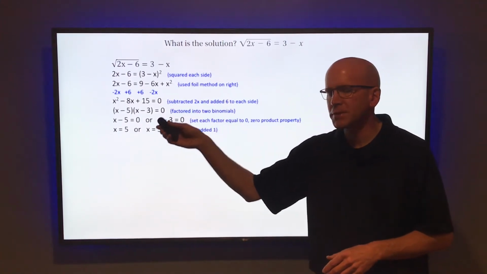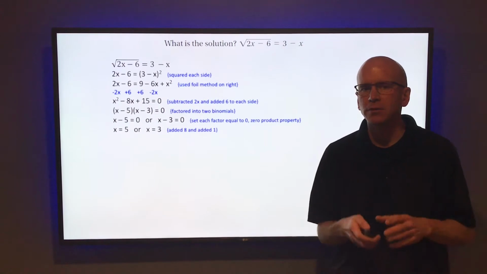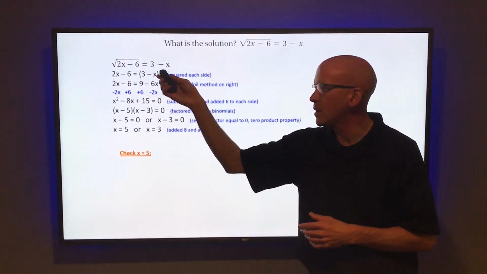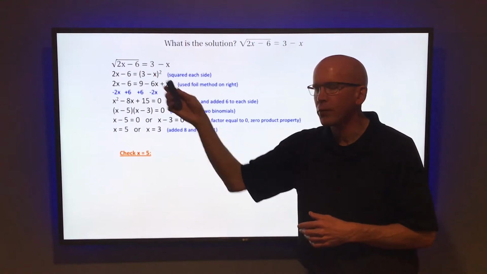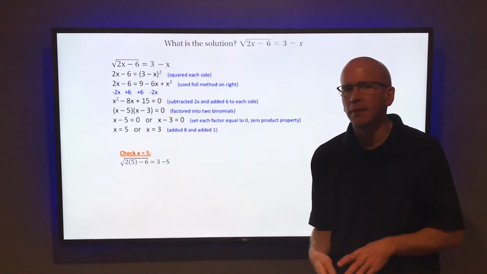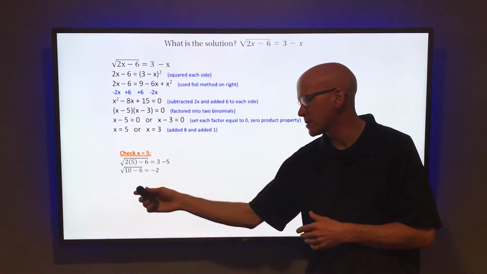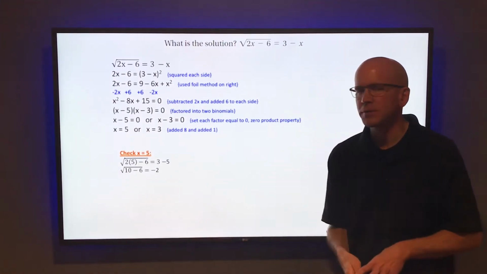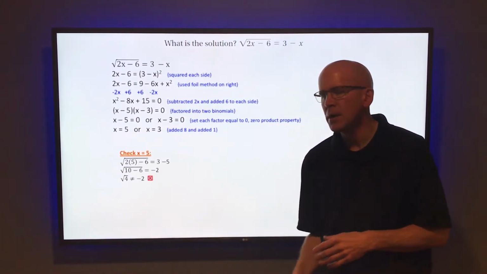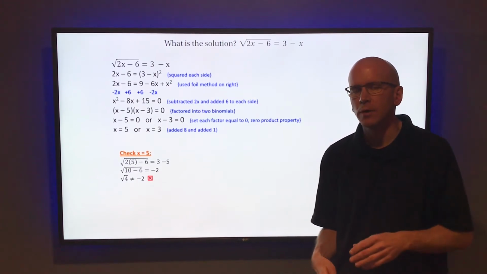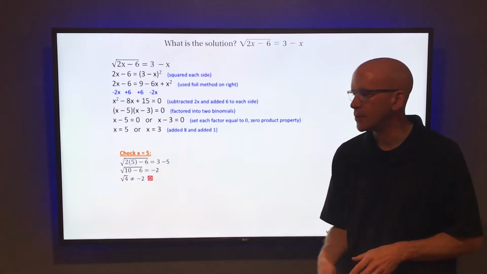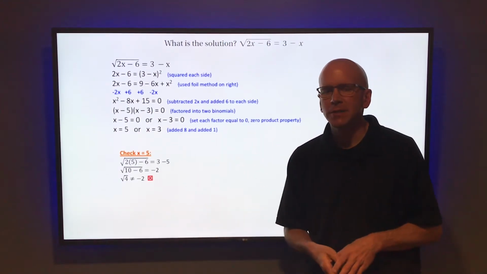But we did square both sides as we're working through that. So you want to check for extraneous solutions. I'm going to start with that 5. We're going to substitute 5 back in for x into that original equation. Make sure you put 5 in for both x's up there. This will be the square root of 2 times 5 minus 6 equals 3 minus 5. Well, 2 times 5 is 10, so it would be the square root of 10 minus 6 equals negative 2. 10 minus 6 is 4, so it would be the square root of 4 equals negative 2. We're only taking the positive square roots. So the square root of 4 is 2, and that is not equal to negative 2. So 5 is an extraneous solution.